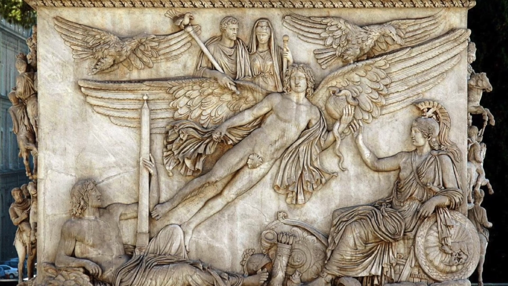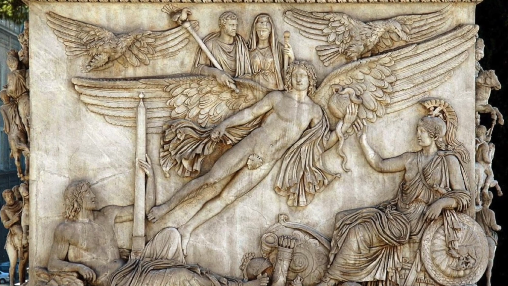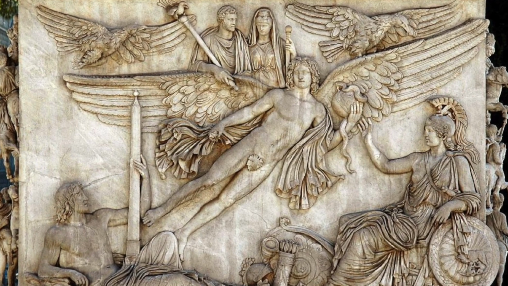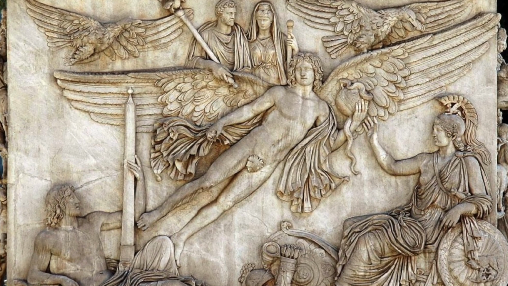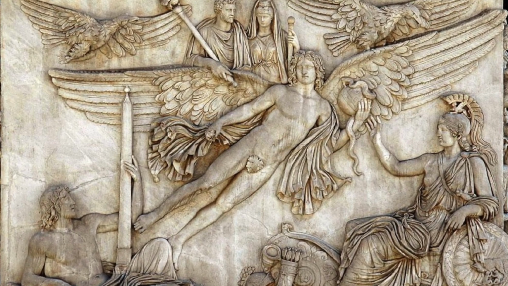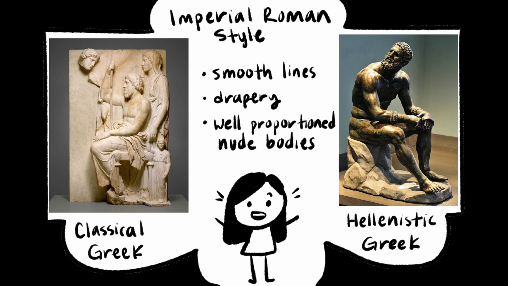The style of the apotheosis relief has the classical style of Imperial Roman art, which this column was made in. The Imperial Roman style was influenced by Greek art from the classical and Hellenistic era. The style showed smoothness and lines, detailed drapery, and well-proportioned nude bodies.